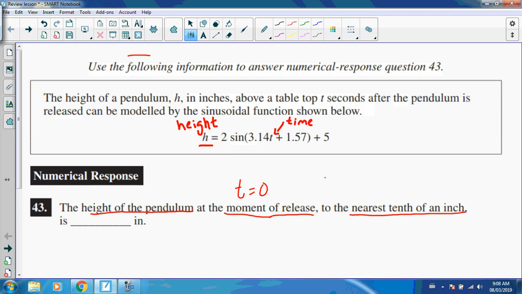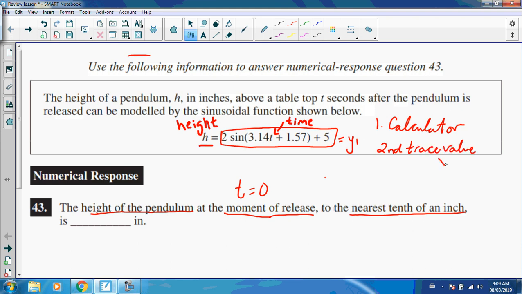So for this question, we have two ways that we could solve it. The first being graphically in the calculator. I would simply enter this equation as my y1, and then I would just do second trace, value for x equals 0. And then I could determine the answer that way.